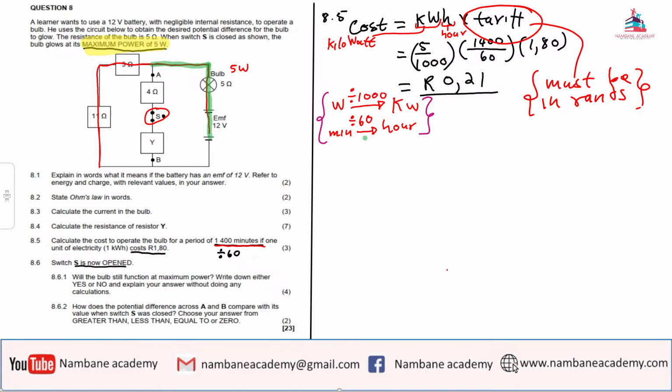So what did we do basically? Let's read the question. Will the bulb still function at the maximum power? Write either yes or no, and explain your answer without doing any calculations. So the examiner doesn't want calculations. So if the examiner doesn't want any calculations, what is the examiner saying exactly?